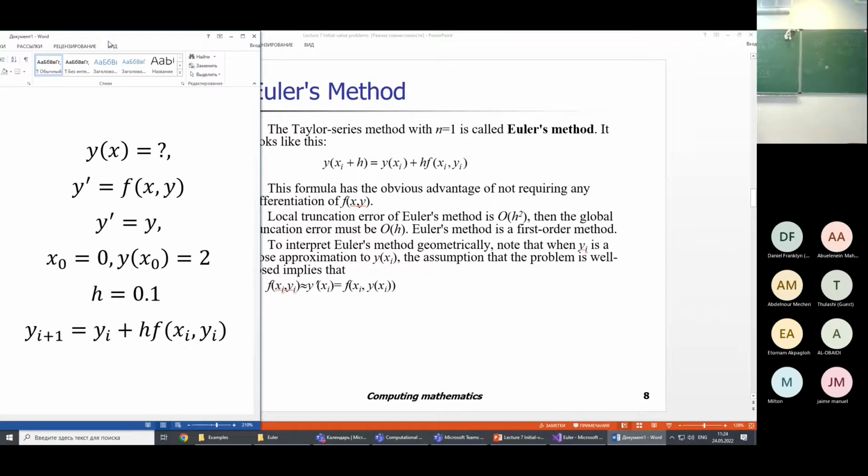y1 equals y0 plus h times f. y0 is 2, h is 0.1 times f, but f is y. We substitute here y0, which is 2, and we have 2.2. So y1 is 2.2.